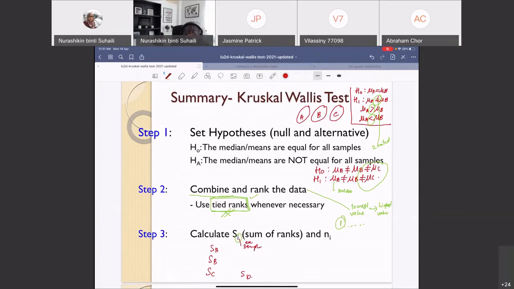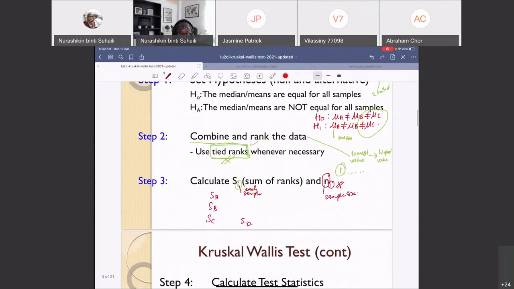So don't get confused with the i. So Ni is the sample size. Ni, i is also referring to each of the samples. This one is the sample size. Okay, so the size of the sample, it can be similar, it can be not similar. So that's why you have to take note of the size of each sample. Okay, so that is step three.